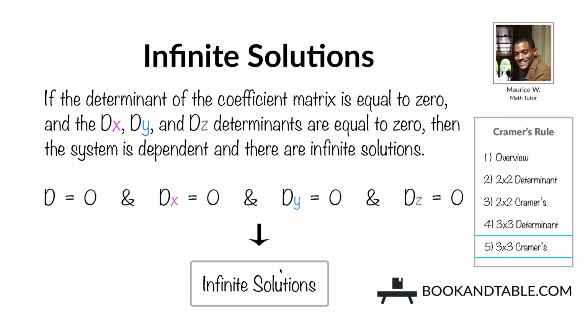Well, if the determinant of the coefficient matrix is equal to 0, and the dx, the dy, and the dz determinants are all equal to 0, then the system is considered dependent and there are infinite solutions. So if d is equal to 0, and dx is equal to 0, and dy is equal to 0, and dz is equal to 0, if all four determinants are equal to 0, then that means we have a system with infinite solutions.